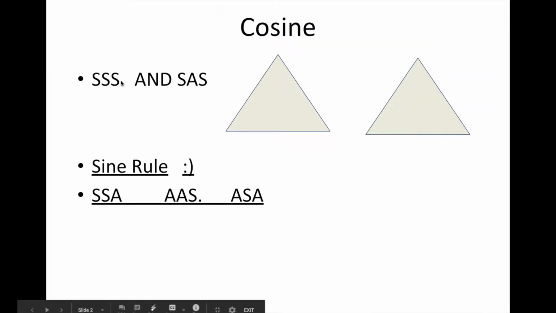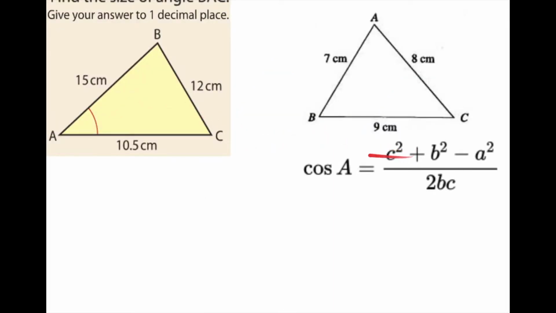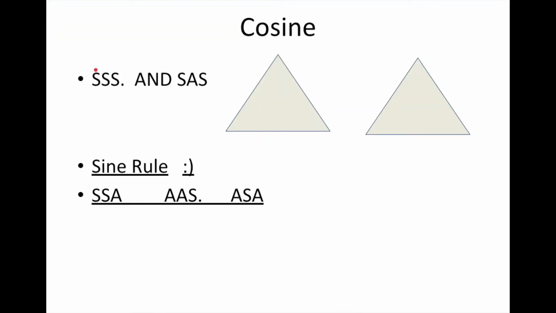So an SSS triangle is when we have three sides given to us in the question. So we would have something like this. This side would be labelled, this side and this side. This means we would have to use the cosine rule. This is an example of the cosine rule.